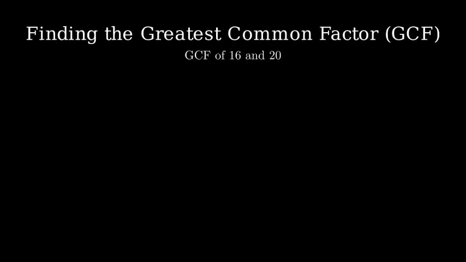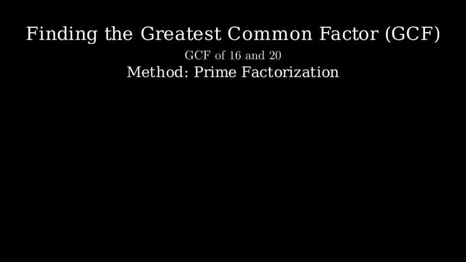Let's learn how to find the greatest common factor, or GCF, of 16 and 20. The greatest common factor is the largest number that divides evenly into both numbers. We'll solve this using prime factorization. First, let's create factor trees for both numbers to find their prime factorizations.